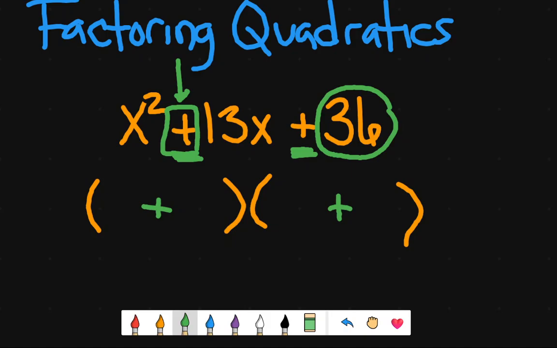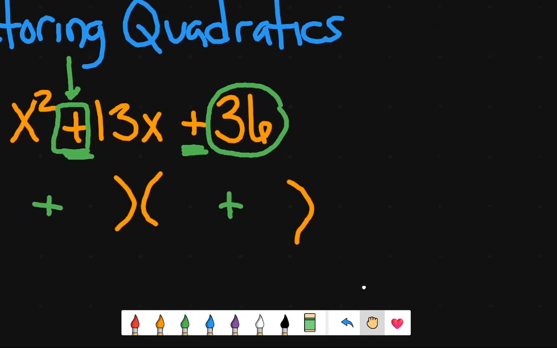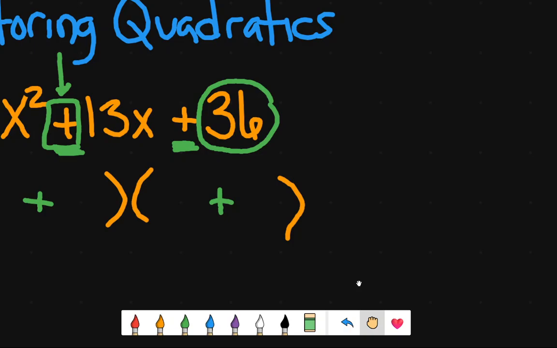So you can list out your factors of 36, because the factors that you use to get 36 should also be the same factors that will give you 13 when you add them together. All right, so let's do it. Let's list out the factors of 36, starting off with 1. 1 times 36 will give us 36, of course. 2 times 18.